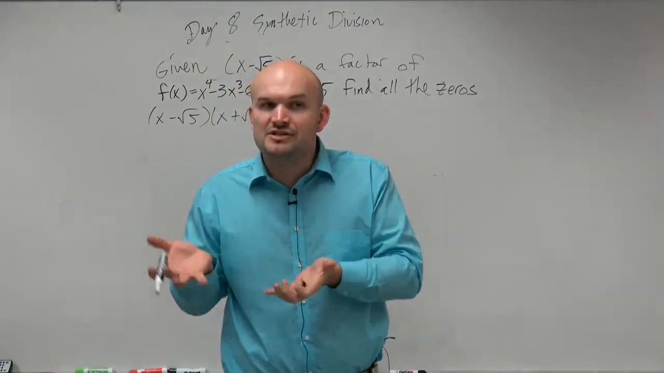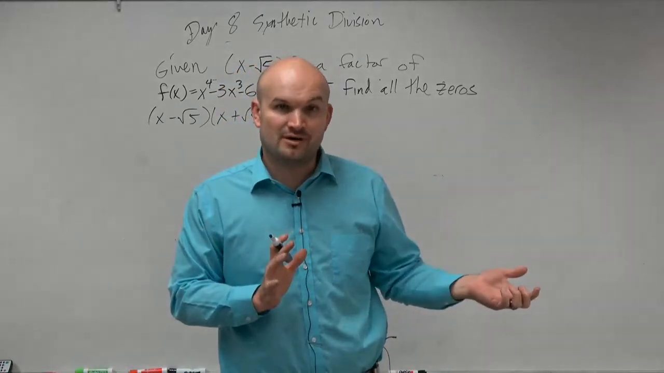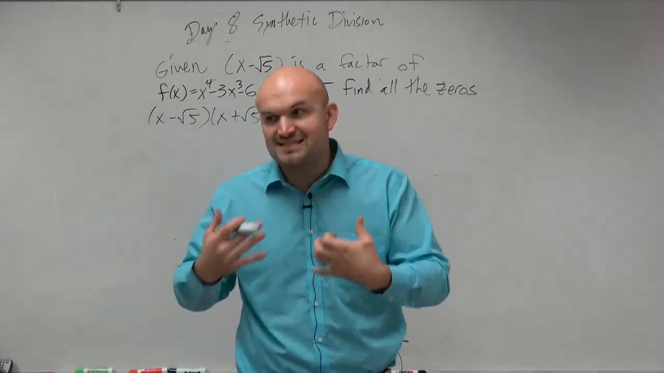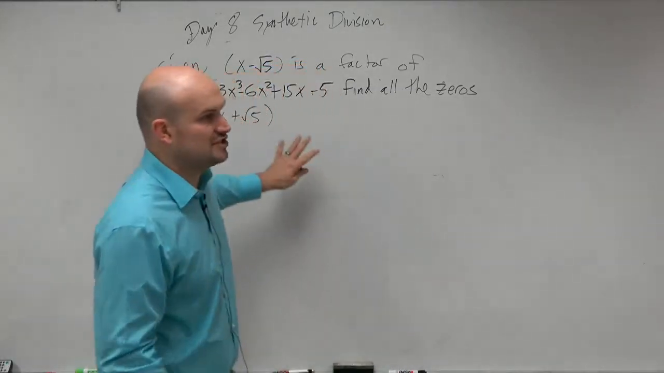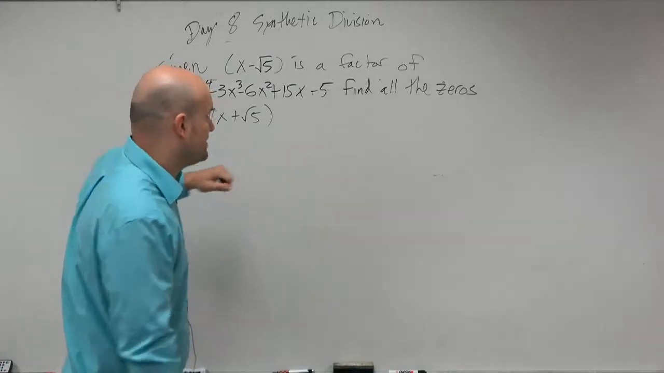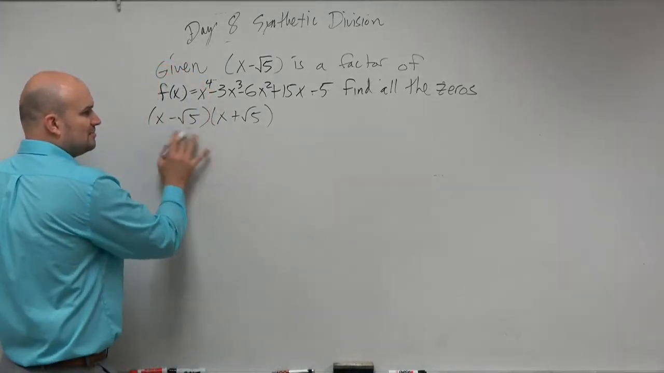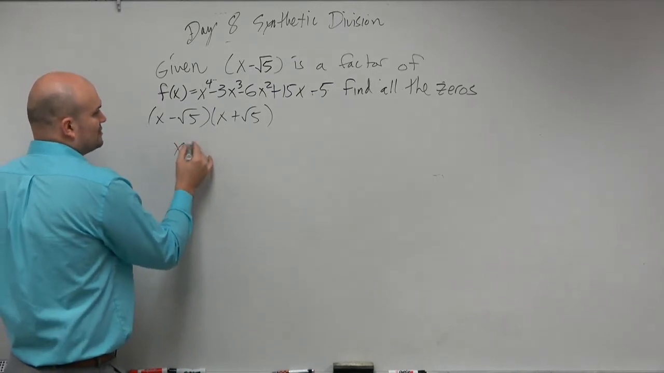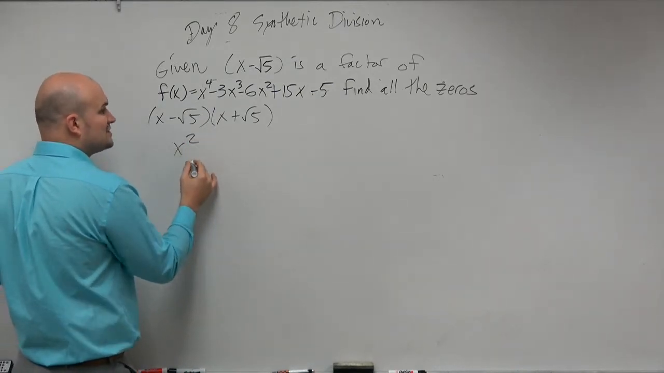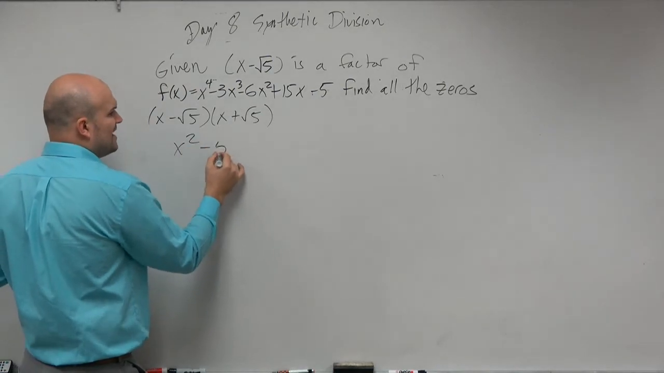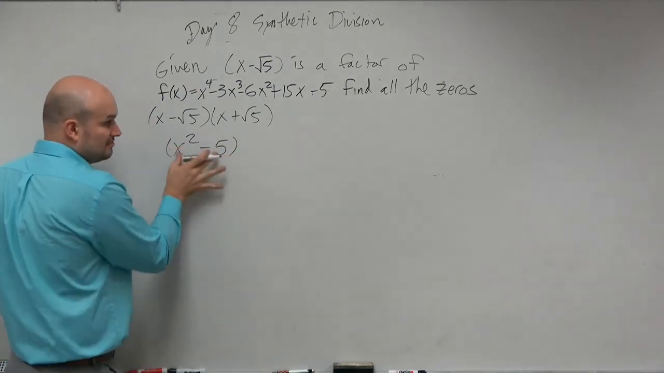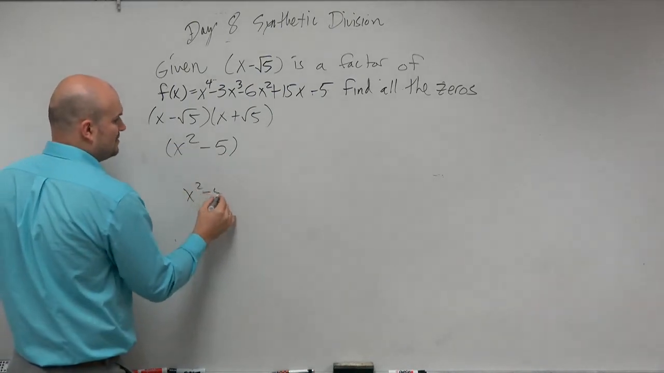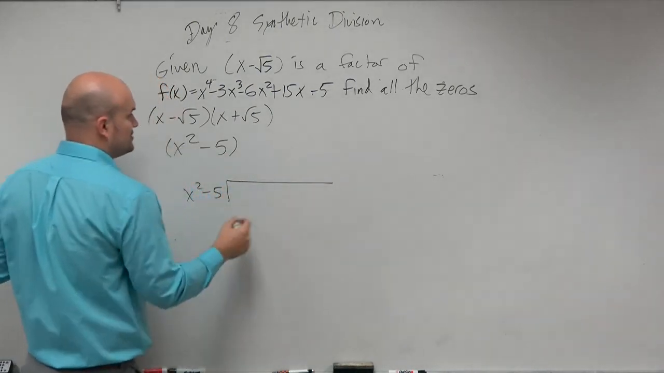But now I can use division with that. I can't do synthetic division anymore because it's not a linear factor. But I can do long division. And in my opinion, that's a lot easier than doing synthetic division with radical operations. Right? So when I multiply these out, just applying the FOIL here, or difference of two squares, I get x squared minus 5. And that is my new factor that is in quadratic form. So now I can take that and use long division.